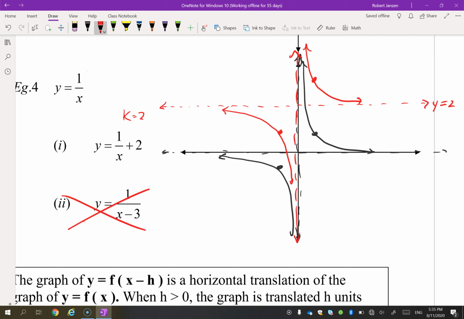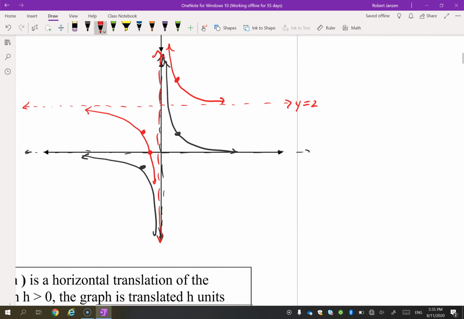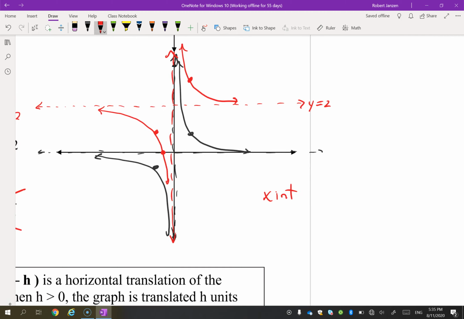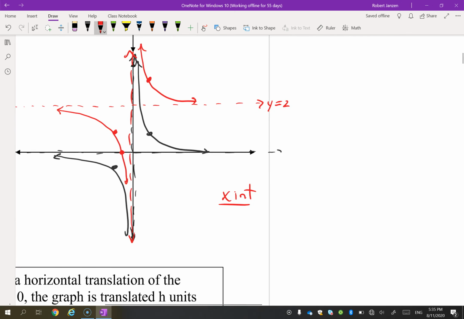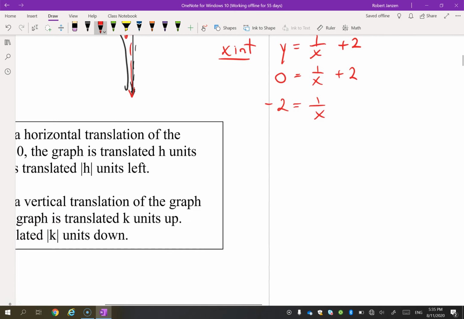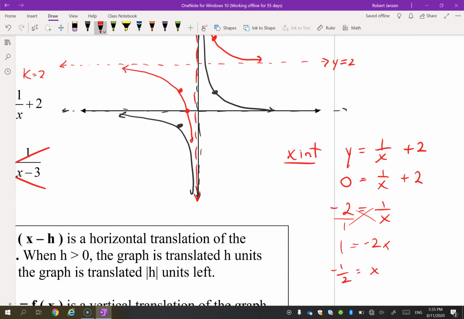Okay, now you'll notice there is an x-intercept there that we should quickly figure out. How do you find an x-intercept? Well, you make y equals 0. So we'll take the graph y equals 1 over x plus 2 and make it y be 0. So you get this. How do you solve this? We can cross multiply. 1 is -2x. X is -1/2. So you can see that point is -1/2.